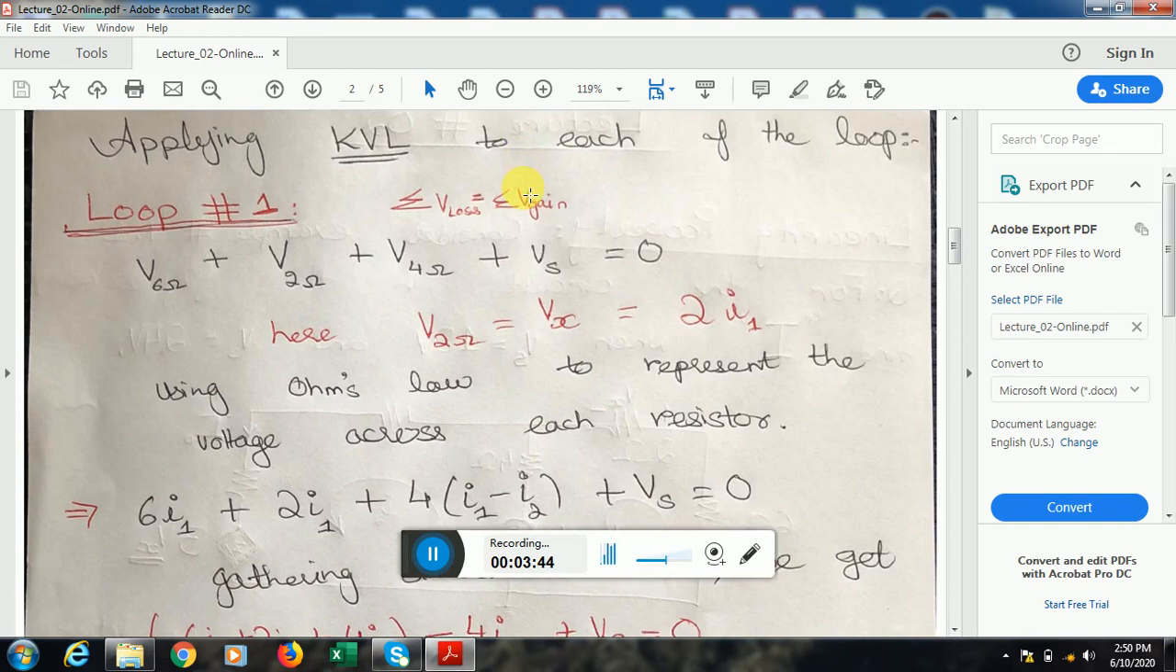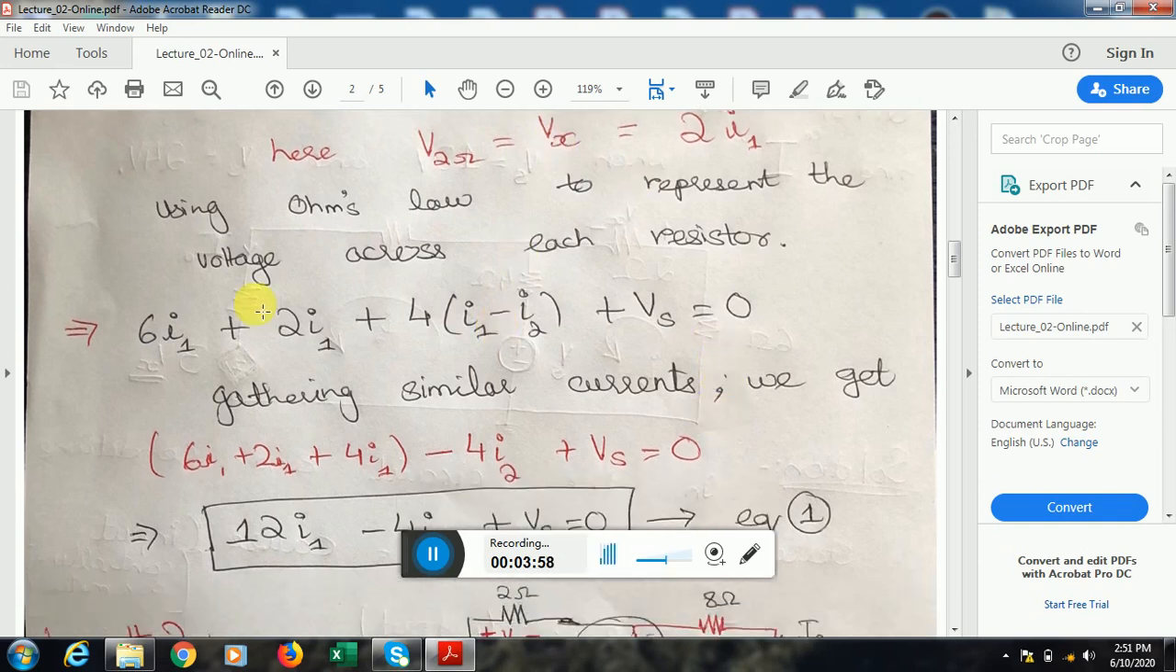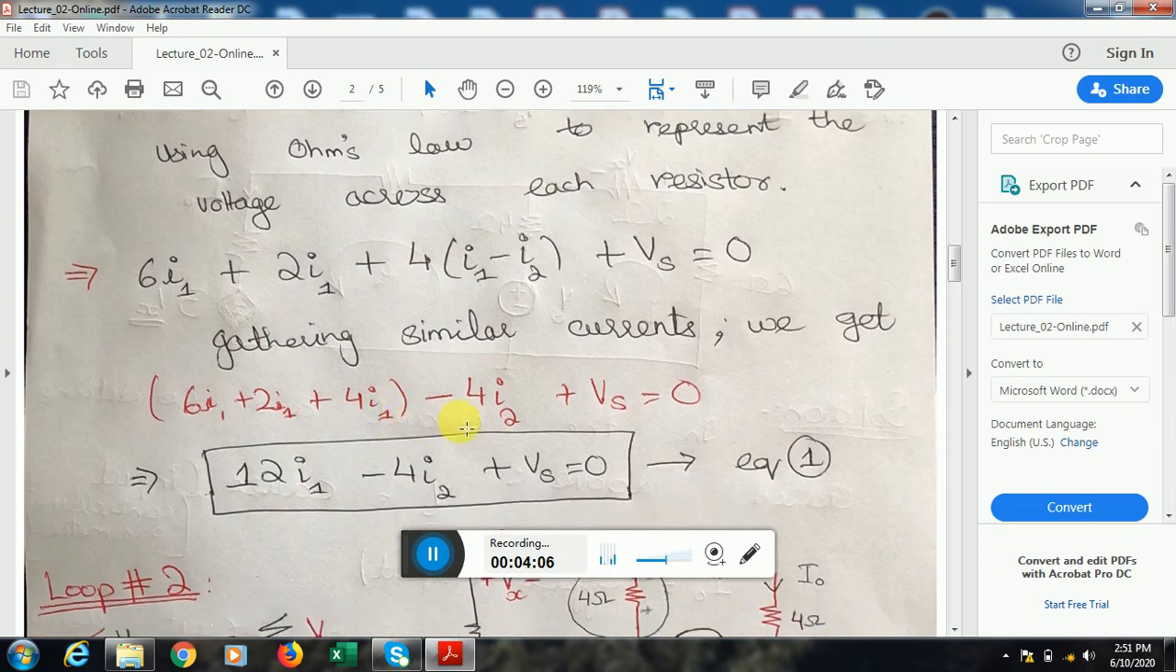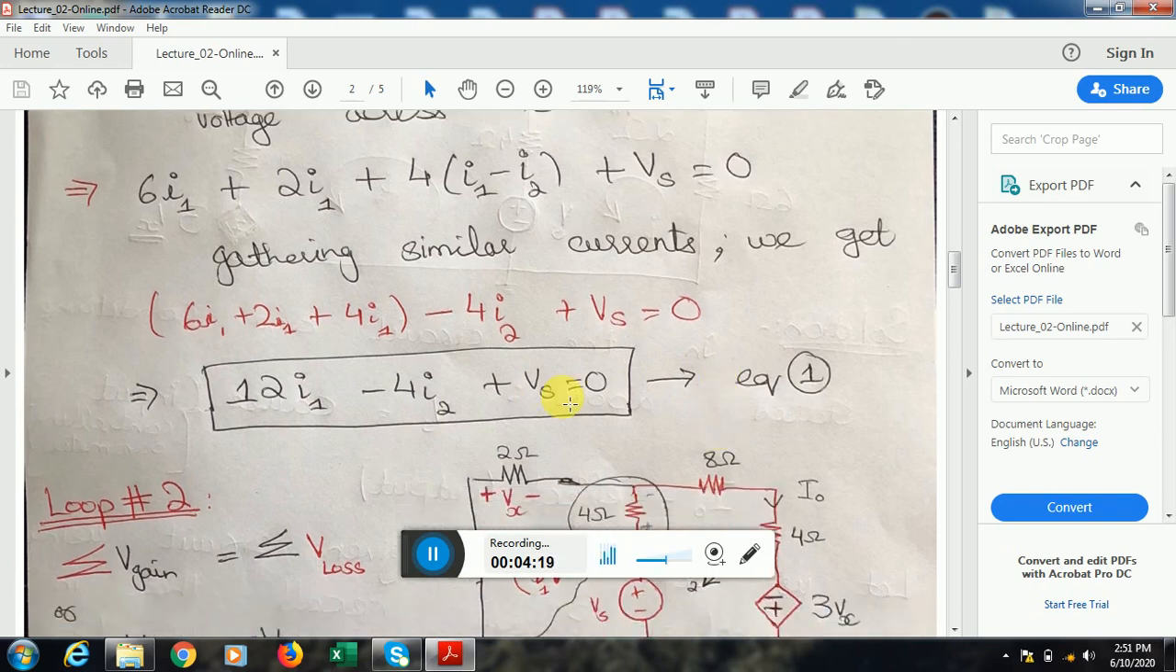Now applying Ohm's law, V6 ohm is IR, where R is 6 ohm and I1 is the current, then 2I1, then as I told you, the voltage across 4 ohm would be represented by this, and Vs. Now we gather the similar terms. I1 is here, I1 is here, and I1 is here. So I gather all the I1 current values and leave the rest. By simplifying, this equation is equivalent to 12I1 minus 4I2 plus Vs. I cannot simplify this equation further, so I'll stop here.